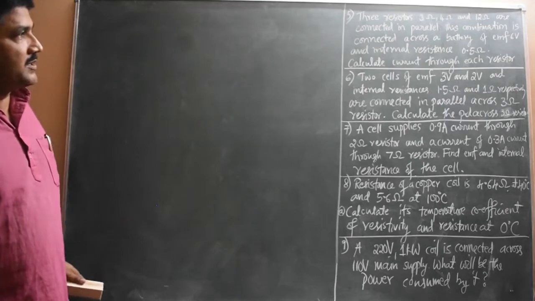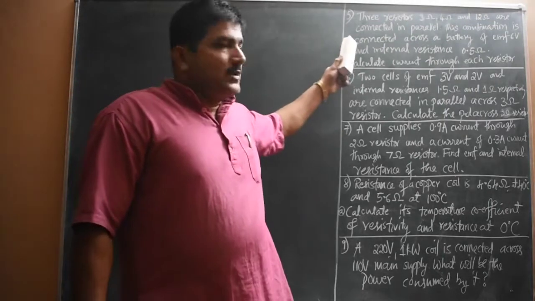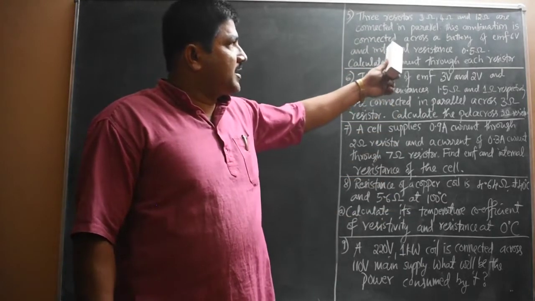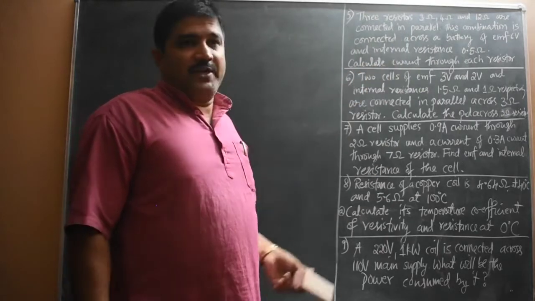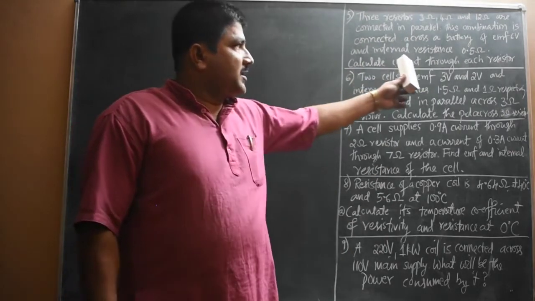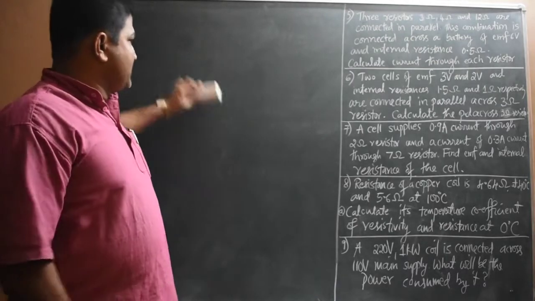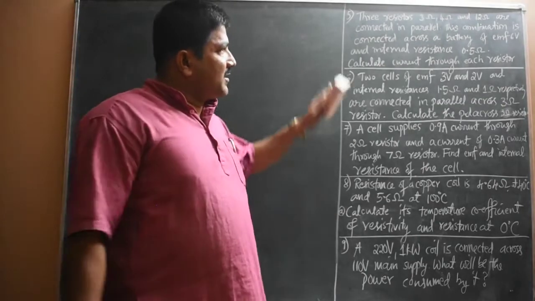Question number 5: 3 resistors 3 ohm, 4 ohm and 12 ohm are connected in parallel. This combination is connected across a battery of EMF 6 volt and internal resistance 0.5 ohm. Calculate the current through each resistor. So this is the problem here. Looks like a very simple and very small problem, but a little bit lengthy it is.